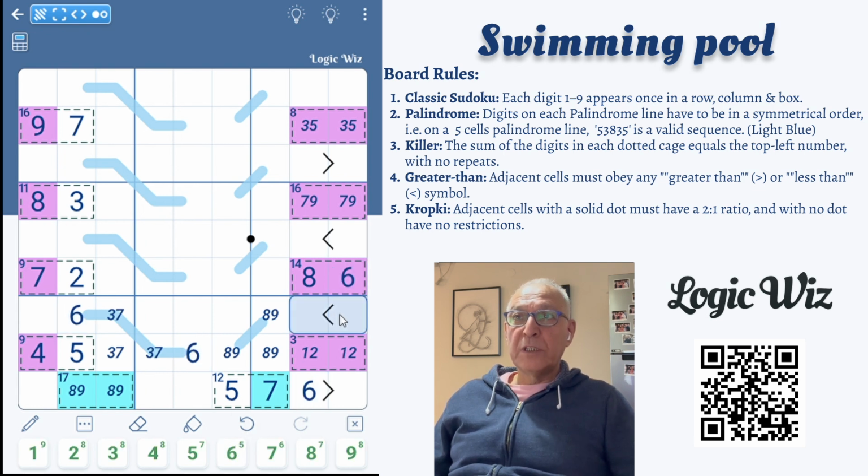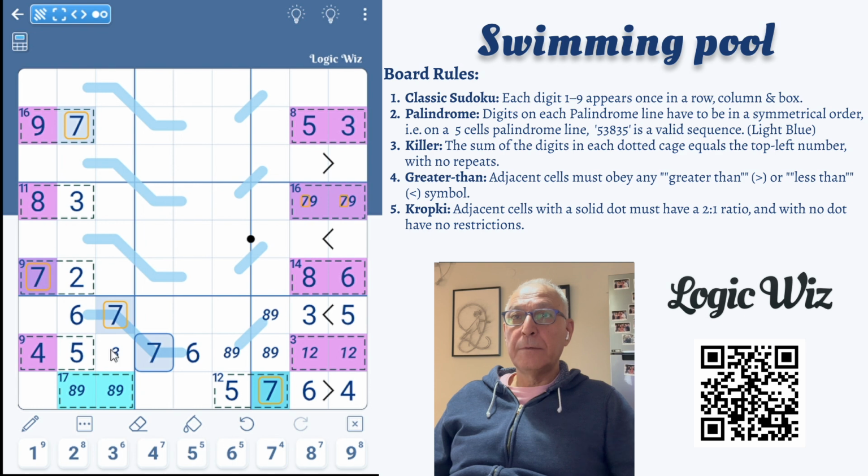Okay, the same logic with the 5 applies here. 5 cannot be here because there will be no greater digit to be on the other side. This one must be a 5. And now this one is a 3, this one is a 5. And the remaining digits here are 3 and 4. This one must be a 4. This one must be a 3. And now on the palindrome, we can set this digit to 7. And 3 goes here.